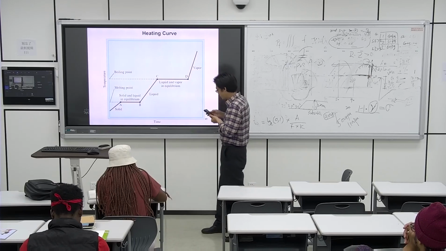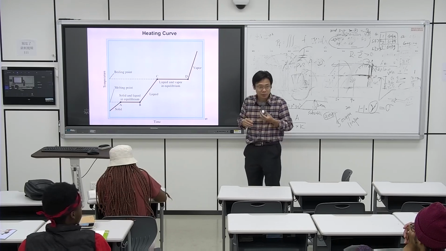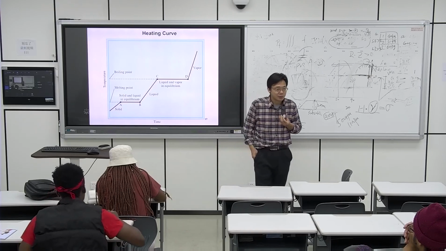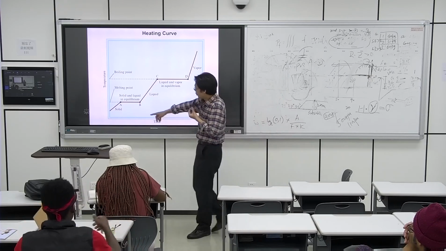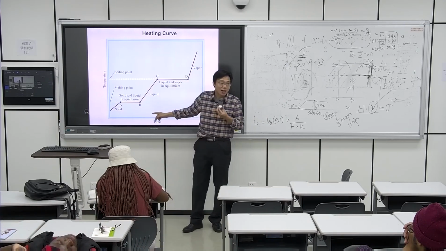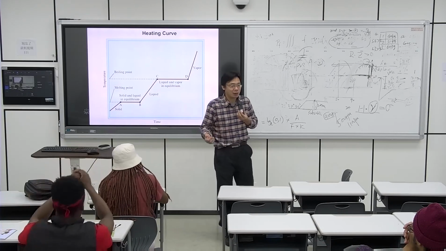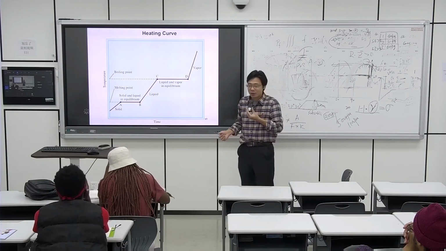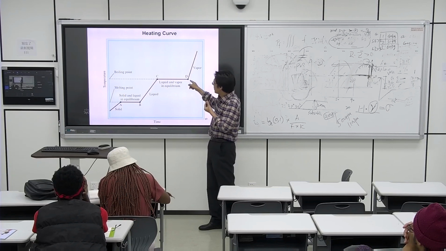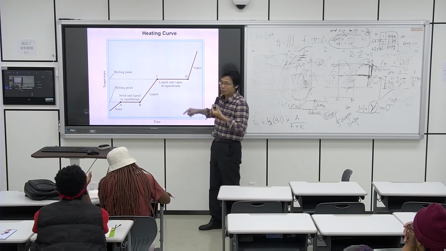So from A to B, the solid changes to liquid completely. At A, all is solid. And at B, all the substance is liquid. During A and B, some is solid, some is liquid. And from C to D, all the substance changes to vapor, gas.